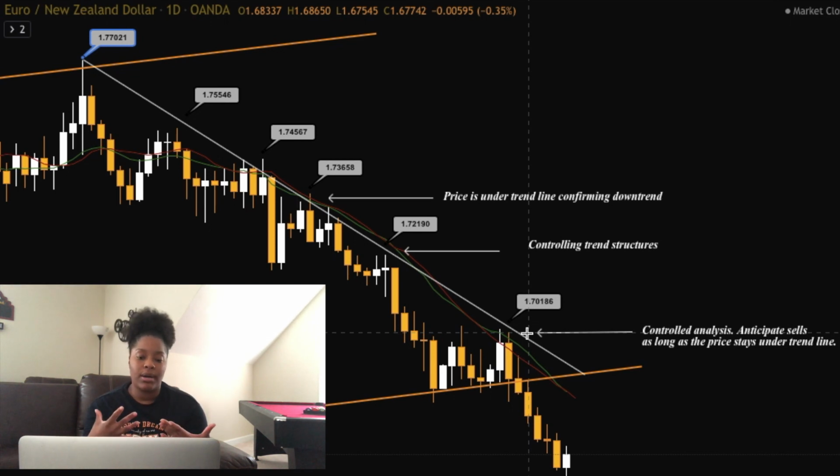But it's my personal opinion, I feel like in a downtrend, the lower highs matter more than the lower lows, because guess what?